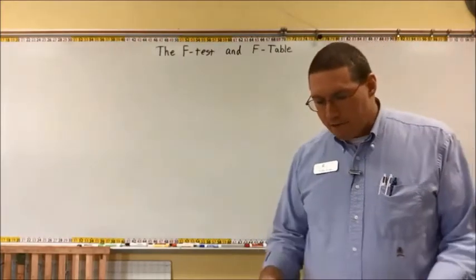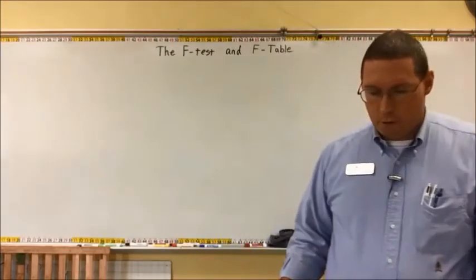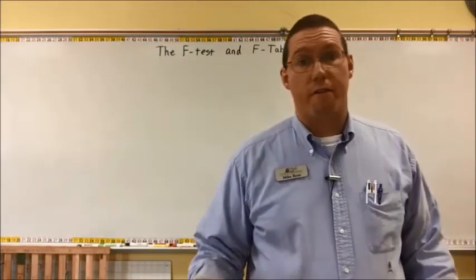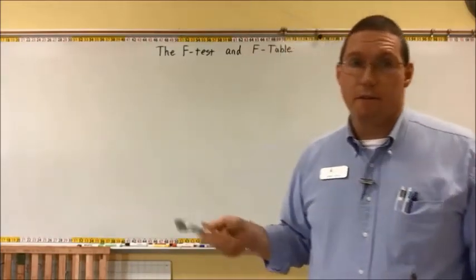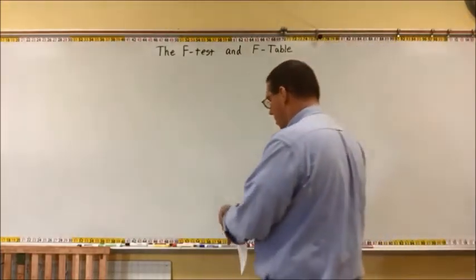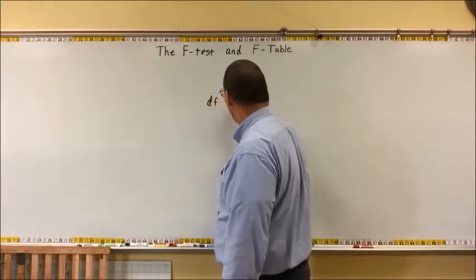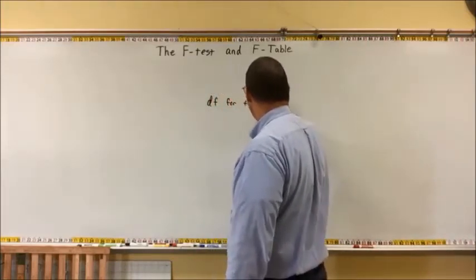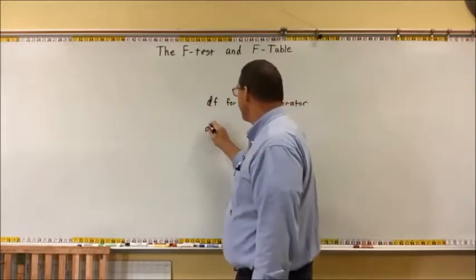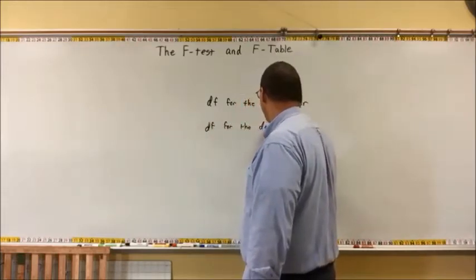Okay. Now the F test is kind of interesting. The Z test was sort of straightforward. Once we got to the T test, it became a little more complicated because we added degrees of freedom. Well, here on the F test, it's going to become even more complicated because in the F test and the F table we have what is called degrees of freedom for the numerator, and then we have a completely different degrees of freedom for the denominator.